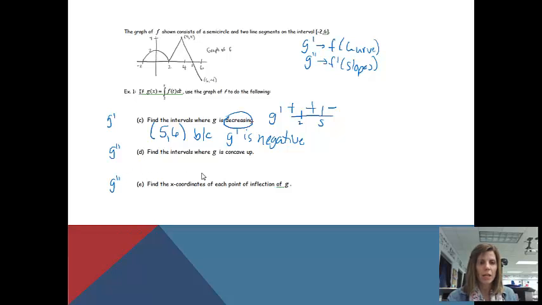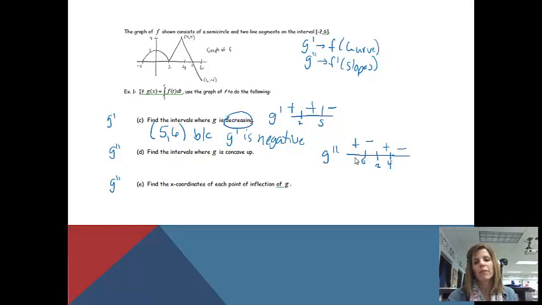Okay, D and E are talking about concavity, so I am going to talk about g double prime this time. So I would like a g double prime chart. Remember, g double prime is the same thing as f prime, so the slopes of these. So the slopes are positive until I get to x equals 0. The slopes are then negative till I get to x equals 2. The slopes are positive till I get to x equals 4. The slopes are negative all the time after that.